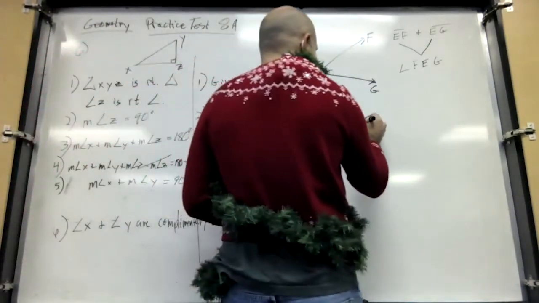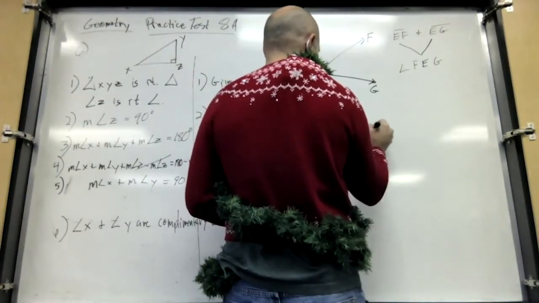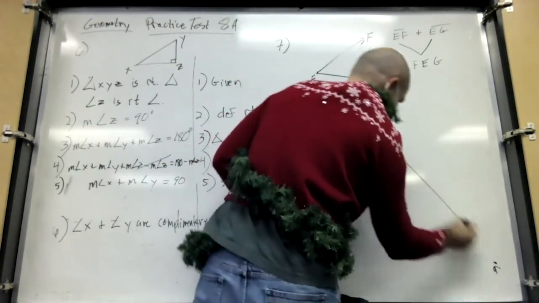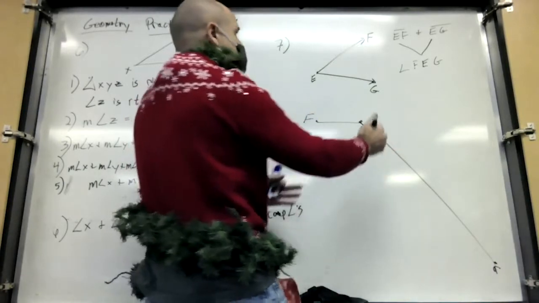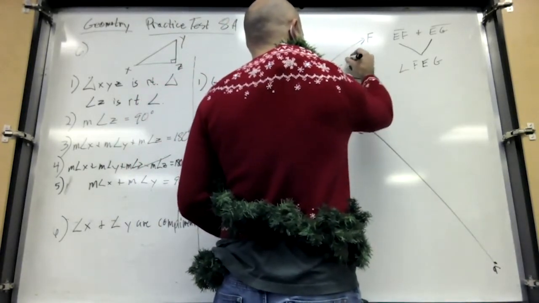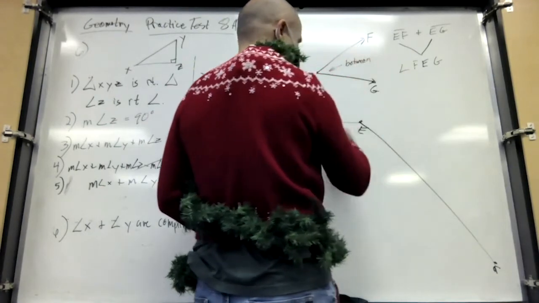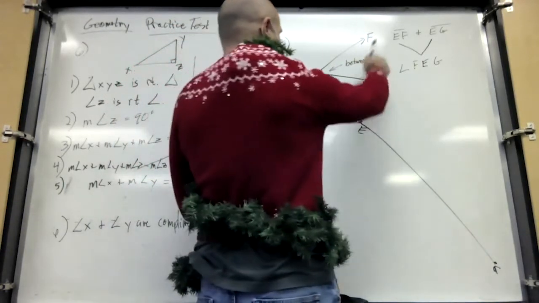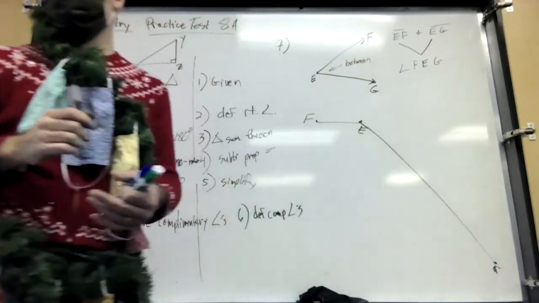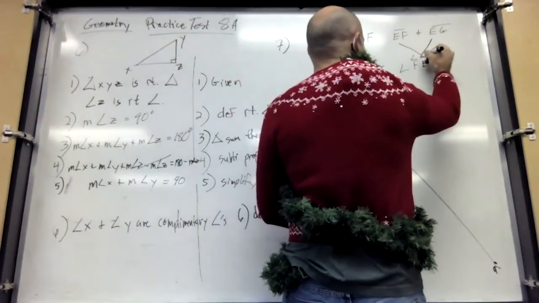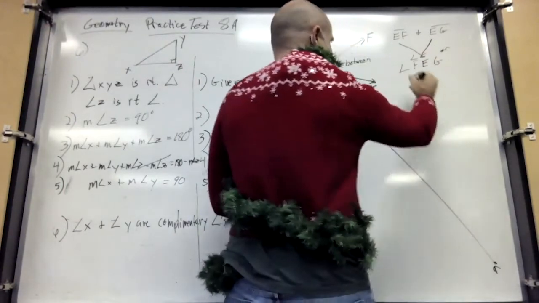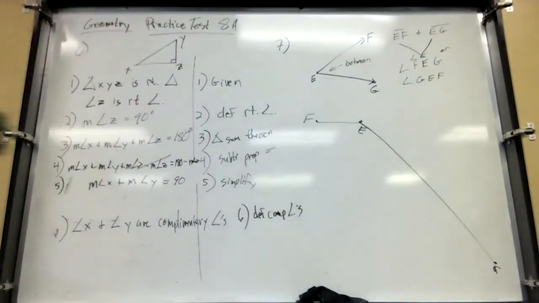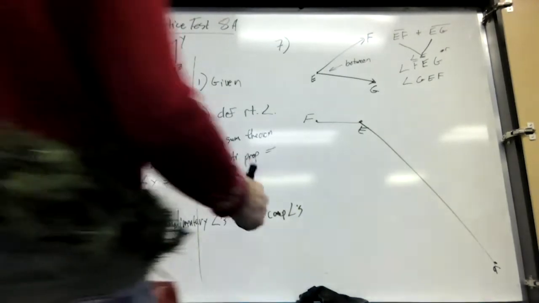So I could draw F over here. I could draw G right there. But look, the included angle between those two sides is still angle E. So there are three answers. You could say angle FEG, GEF, or just angle E. So it's basically whatever letter is repeated. That's the included angle.